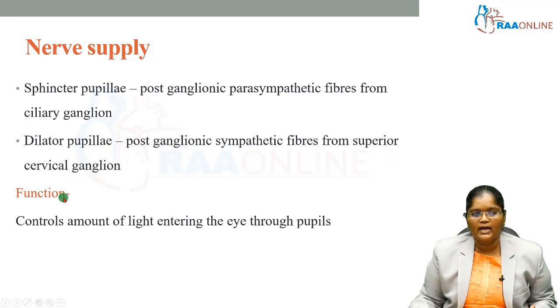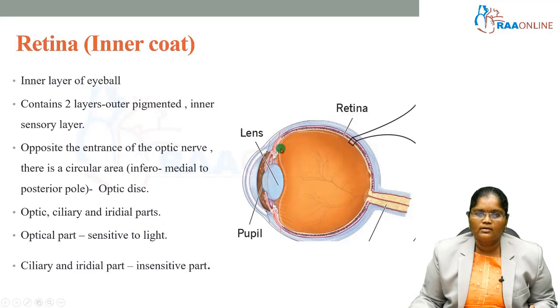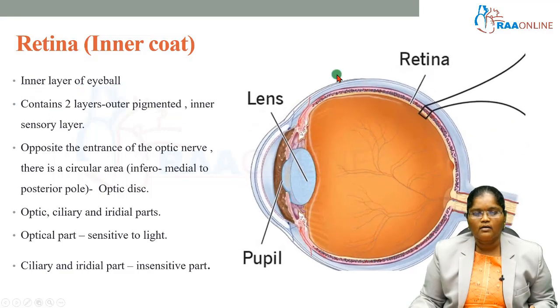What is the function of the iris? Since it forms a central pupil, it controls the amount of light entering the eye through the pupil. Now let's go to the inner coat, which is yellowish in color, that is the retina. The inner layer of the eyeball is called the retina. It contains two layers: the outer pigmented layer, which is closer to the choroid, and the inner yellowish sensory layer. Here this portion is the retina.